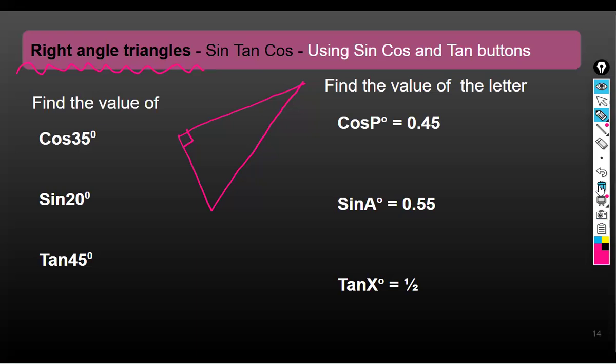So I just want some practice here on the calculator. My advice is that when we're doing sine, tan, and cosine, as usual, we always round off properly to how many decimal places? 2 decimal places. So just to make sure everyone is okay, I want you all to find the value of cosine 35 degrees.